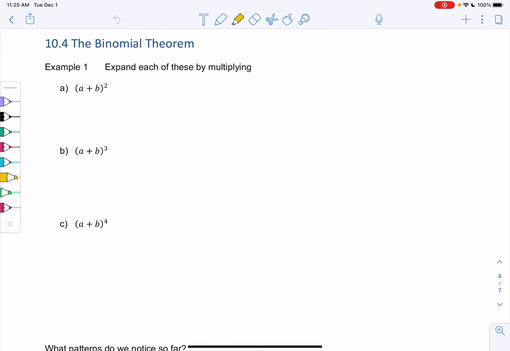Section 10.4, the binomial theorem. So our first example, let's go ahead and just multiply out some binomials, and then we'll get into the binomial theorem.